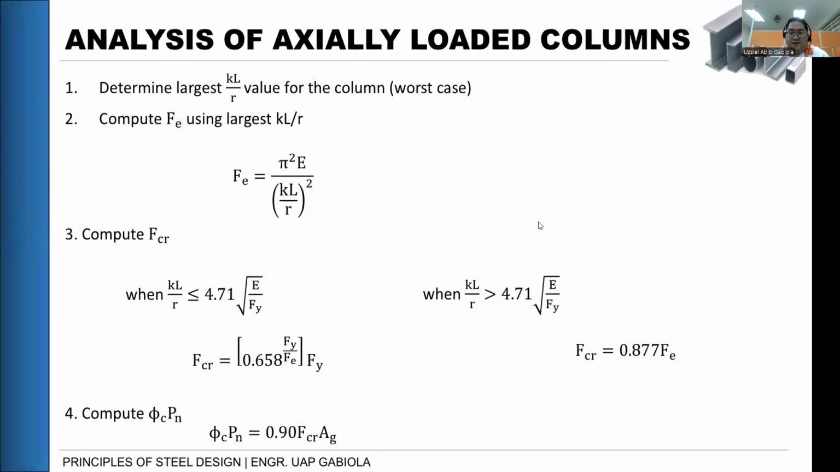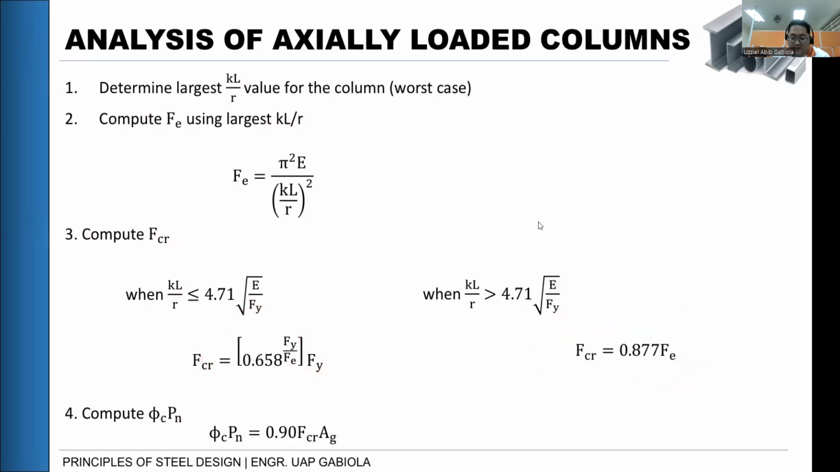And then after natin ma-determine yung KL over r nung column natin, we compute yung Fe o yung ating Euler's buckling load using yung KL over r na calculate natin. So substitute lang natin dito sa equation na to. And then we can compute yung Fcr natin. So si Fcr will depend on the value of our KL over r. So i-compare natin yung nakuha natin KL over r sa number 1 with the value of 4.71 square root of E over Fy. Okay? So i-compare natin dyan sa dalawang yan. And then whichever governs, yun yung gagamitin natin dito.